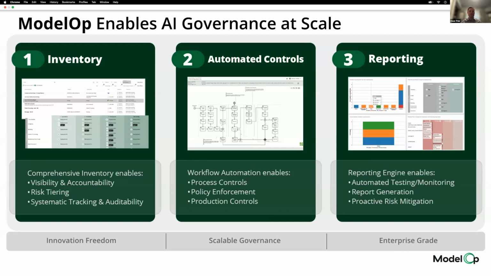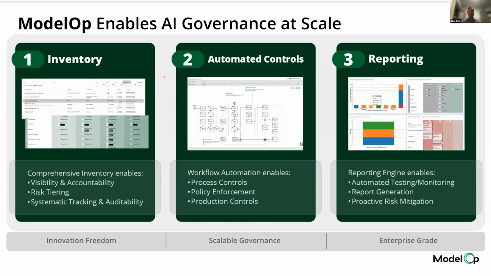That's where ModelOp comes into play. We have a very mature piece of software. This is our generation 3 of our product that Jim will show you here shortly, that focuses on 3 key areas. The first is inventory. As with any enterprise level governance capability, you need to have visibility into what use cases and what models are actually serving those use cases.